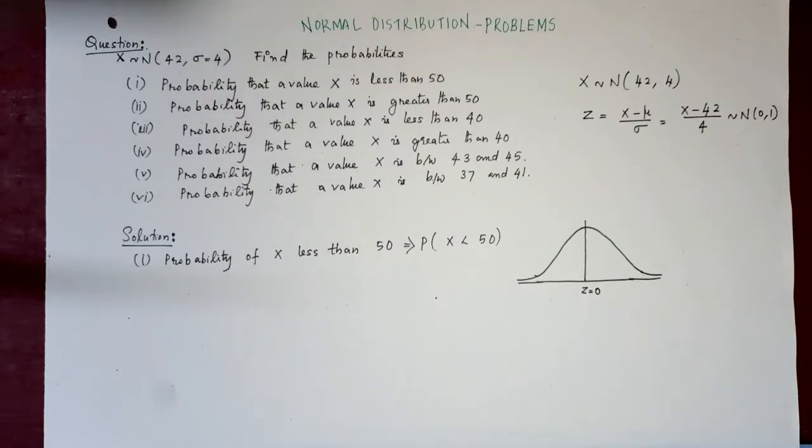Hi everyone. In this video, we are going to discuss some problems associated with the normal distribution. So here I have given a question, and that question is like this. X follows normal with mean 42 and variance 16, or standard deviation equal to 4. Then find the following probabilities. The first one is the probability that a value x is less than 50.